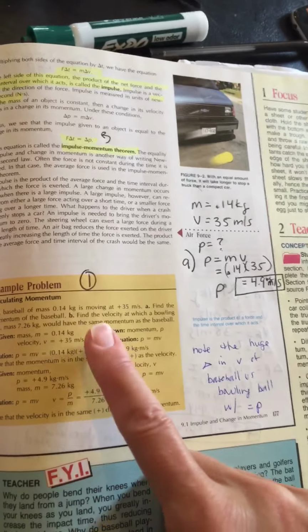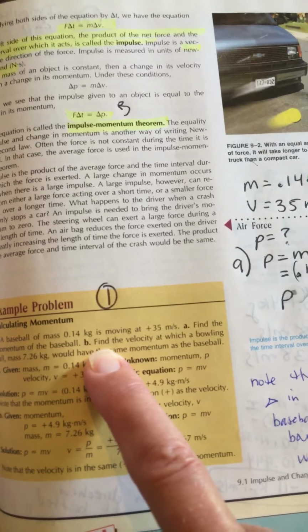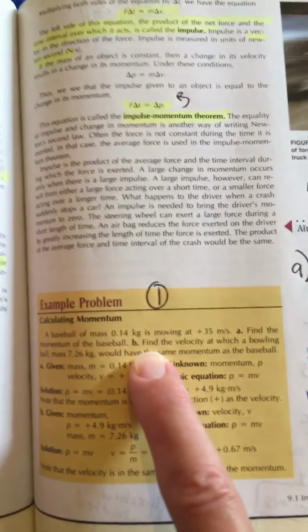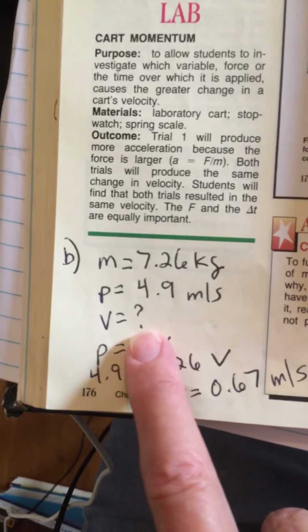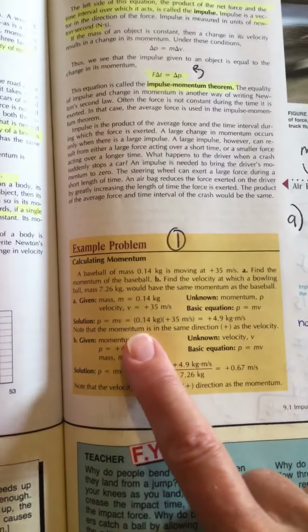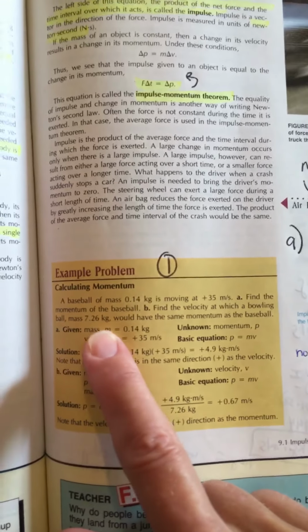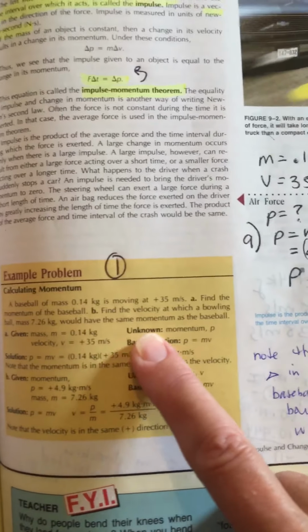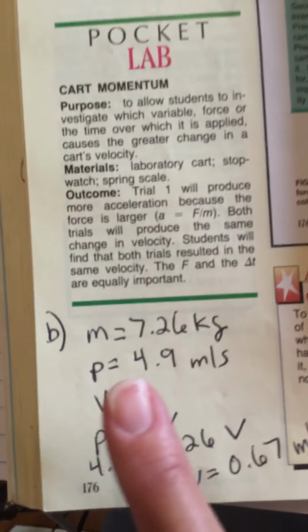Okay, so the next part of the problem says, and I usually like to solve one part before I even read the next part because it just gets overwhelming and confusing. B, find the velocity. So my new thing is, what's the velocity? Okay. B, find the velocity at which a bowling ball with a mass of 7.26 kilograms, so next I write down mass, 7.26, would have the same momentum as the baseball. So I get my baseball momentum and I go over here and write it.